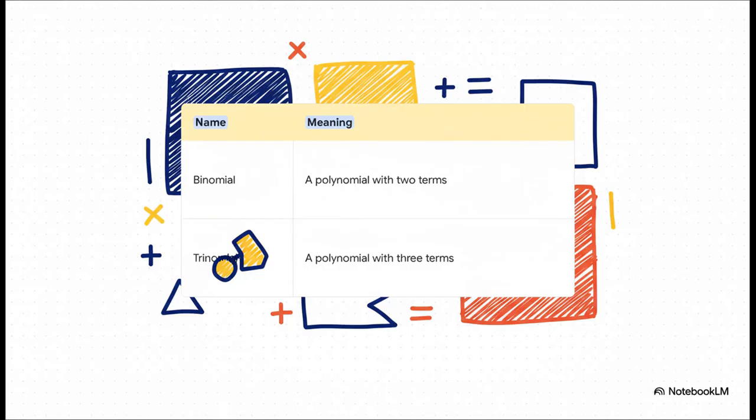Oh, and by the way, just a quick vocabulary boost. You're going to hear these words a lot. A polynomial that has exactly 2 terms is called a binomial, like a bicycle has 2 wheels. And one with 3 terms? That's a trinomial, like a tricycle. They're just handy shortcuts to say how many monomial bricks you're looking at.